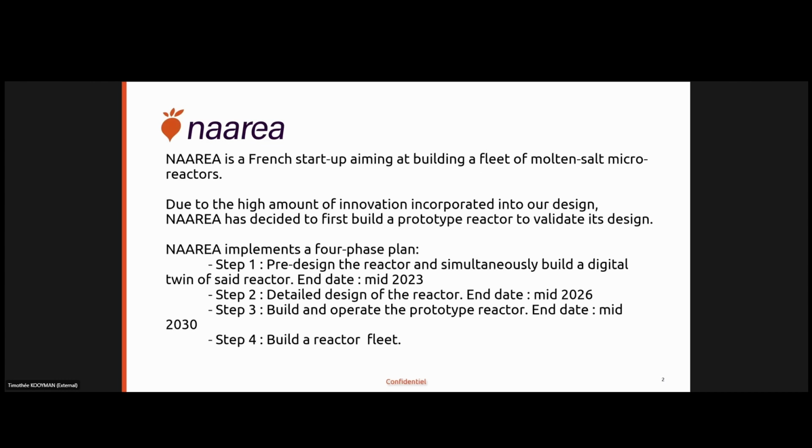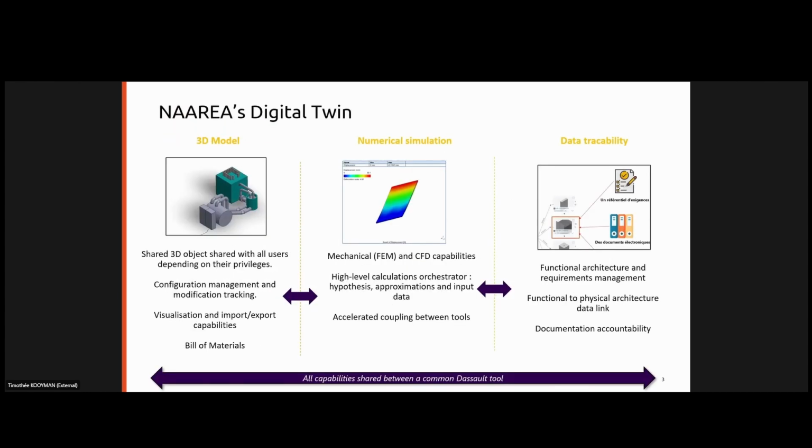Our plan is separated into 4 phases. The first one is to pre-design the reactor and build a tool around this design effort, to have a tool which suits our needs, and then to go on with a detailed design of the reactor based on this tool. And this should end by 2026, and then start up a prototype reactor by 2030, and then go on with building a reactor fleet.